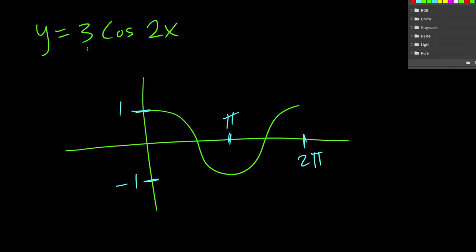Okay. So I'm going to first take into account the 3. The 3 is going to make this 3 times taller. And so we go to 2, we go to 3, we go to negative 2, go to negative 3. And so we just draw like the same cosine function. The 0 is going to be in the same place.